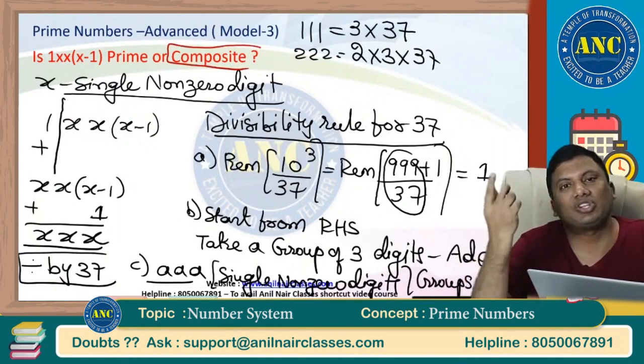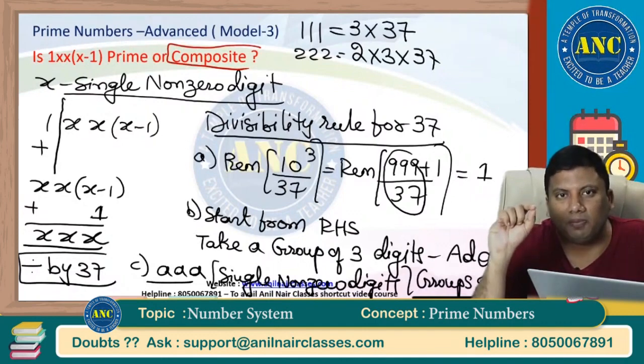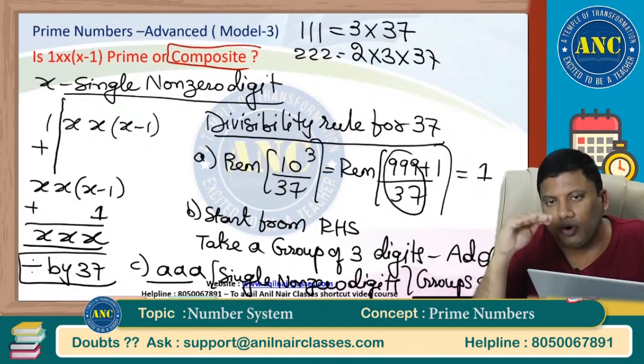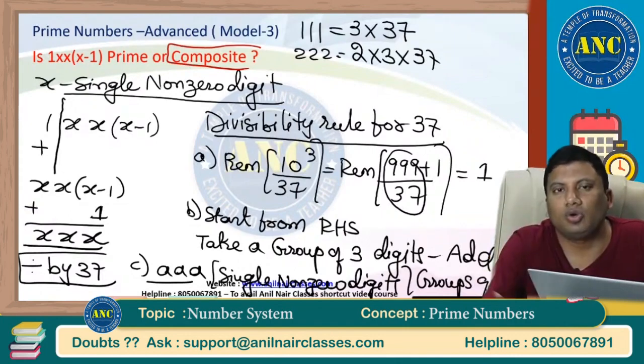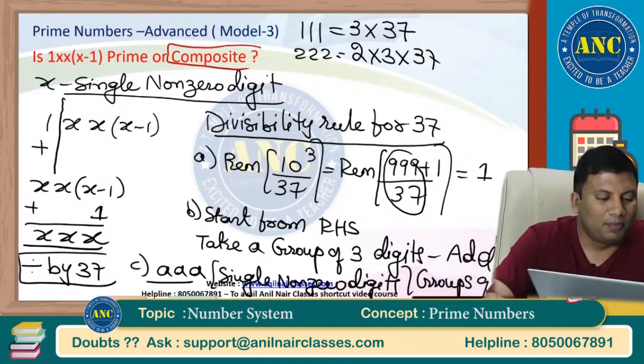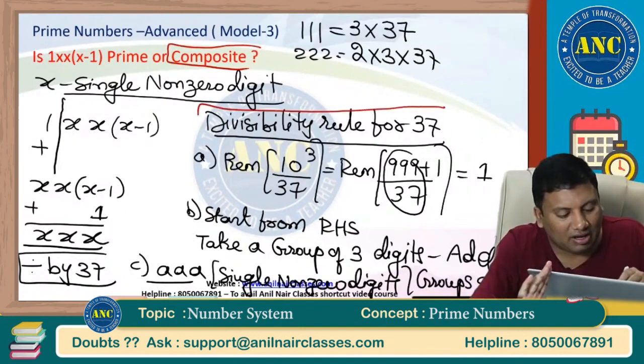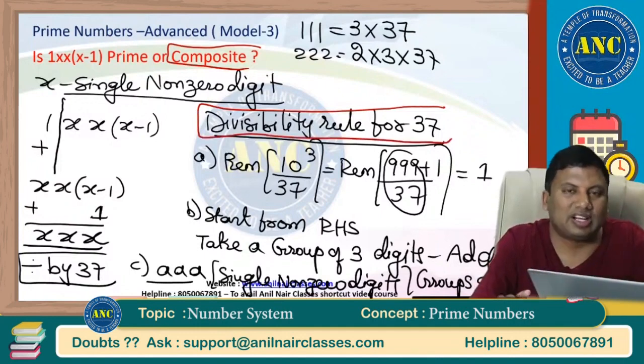I told you in session number 1, there are 237 ways to check whether a number is prime or composite. First one failing, go to the second one. Second one failing, go to the third one. If all 237 fail, then the number is a prime number. Very, very good question, sir, which uses the concept of divisibility rule for 37.